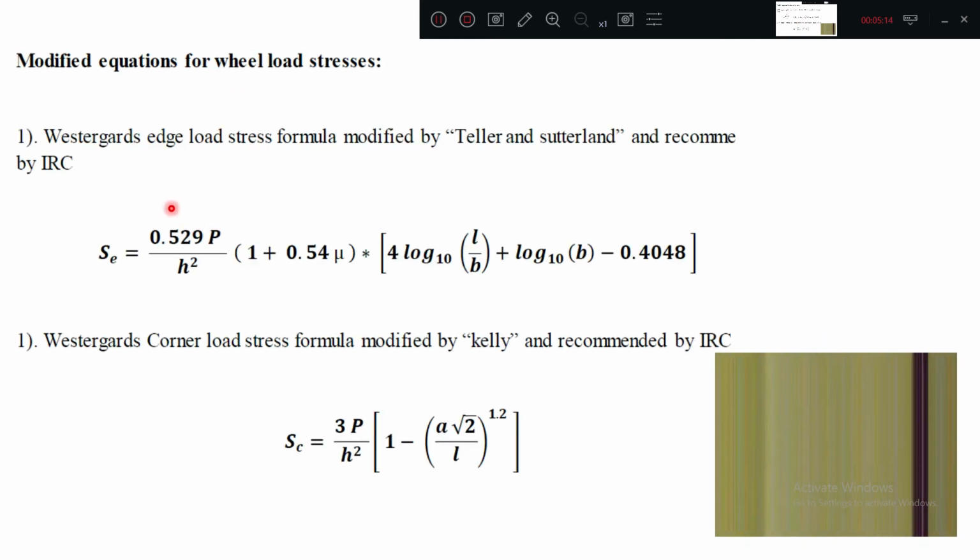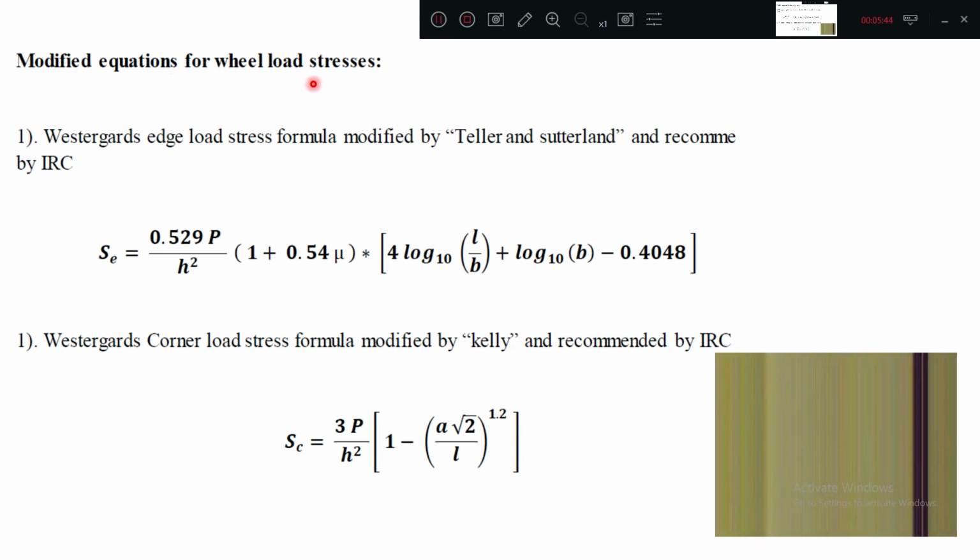Now two persons, Teller and Sutherland, have conducted some other experiments. They have modified the old formula. Another person, Kelly, has also conducted some experiments and he has again modified those things. Now these two are called modified equations of Westergaard's theory.